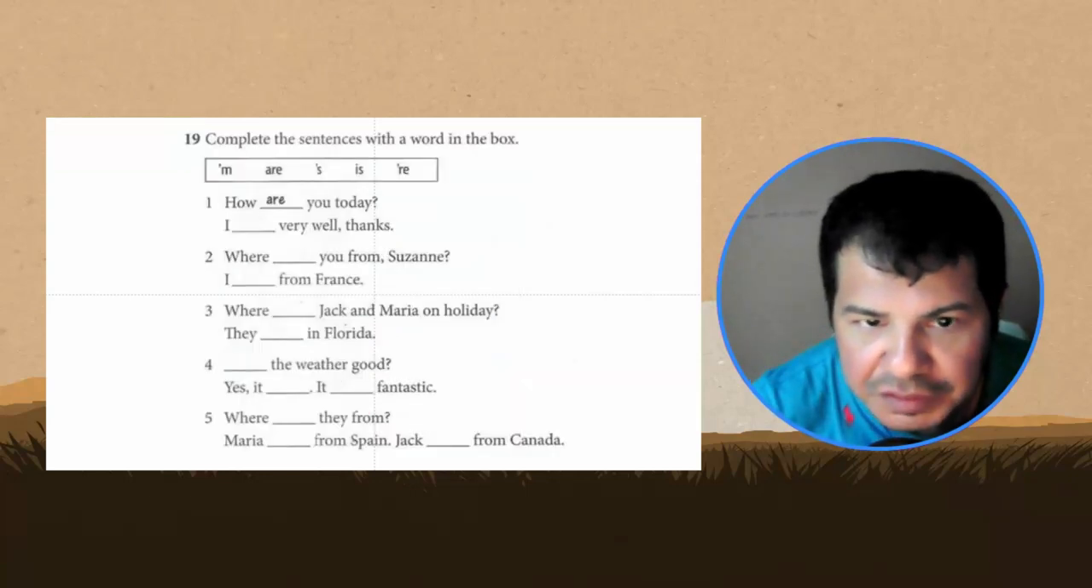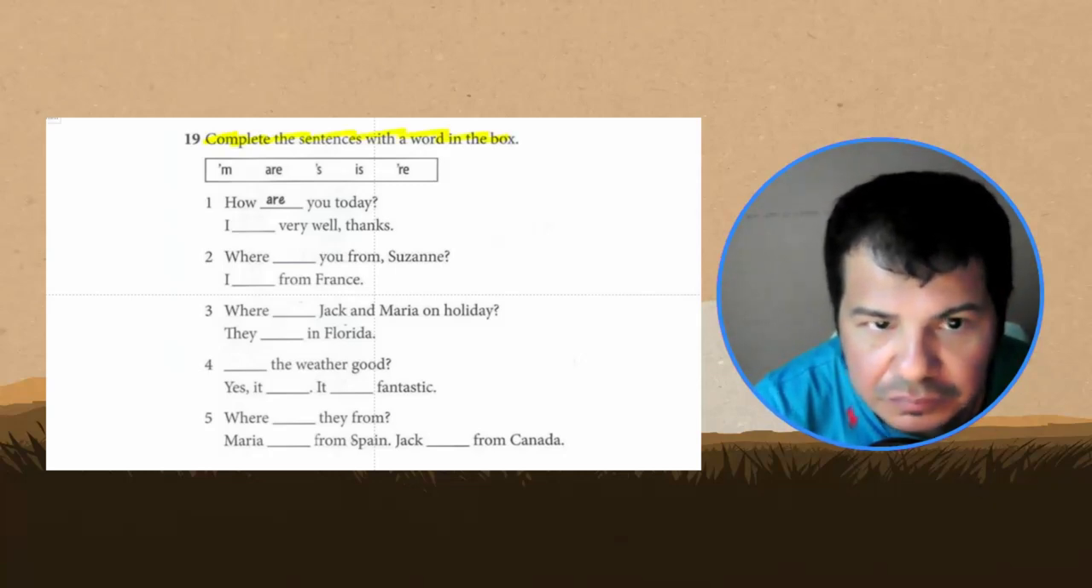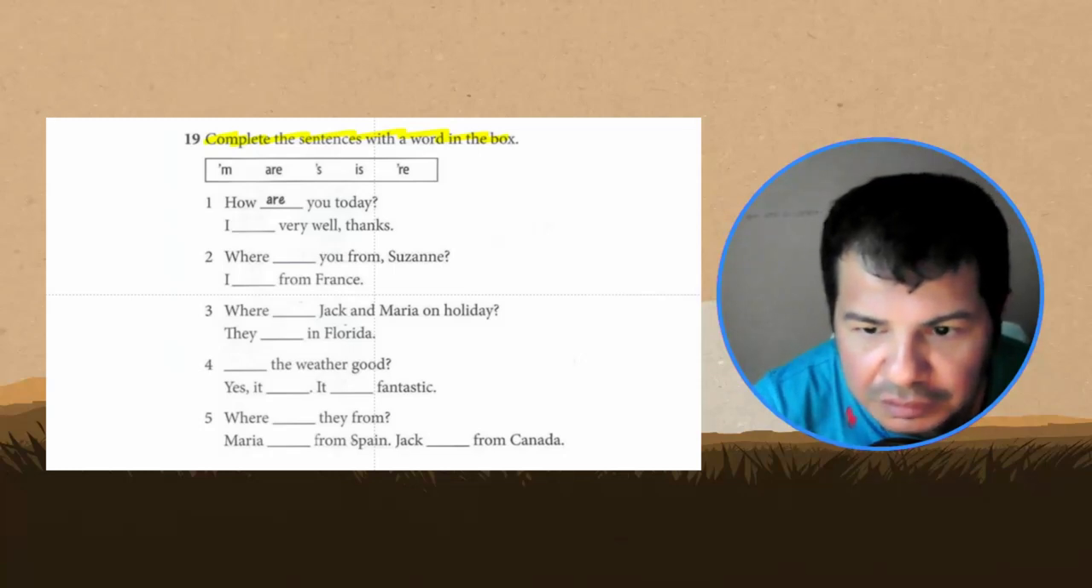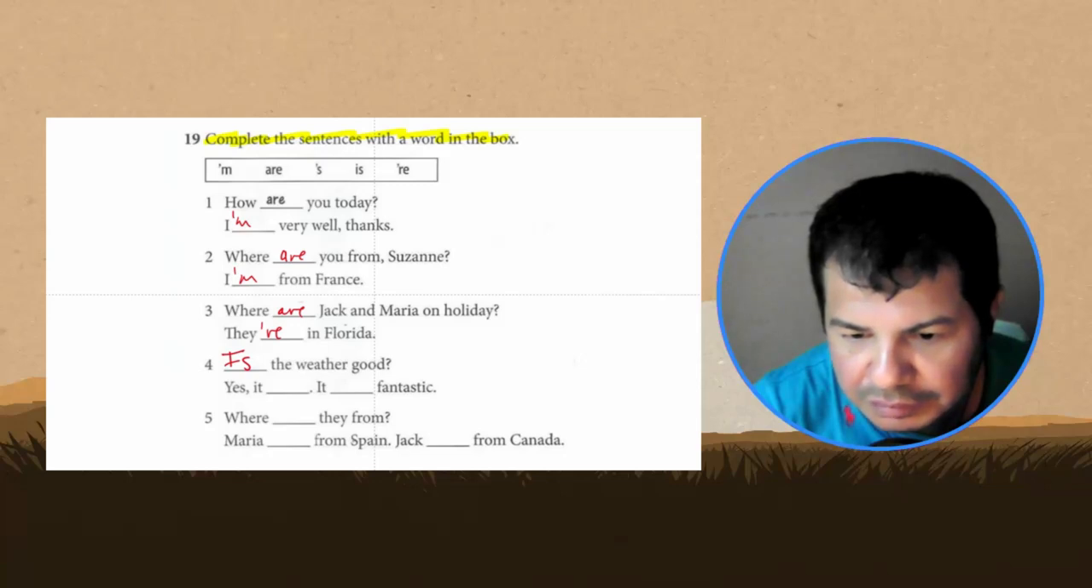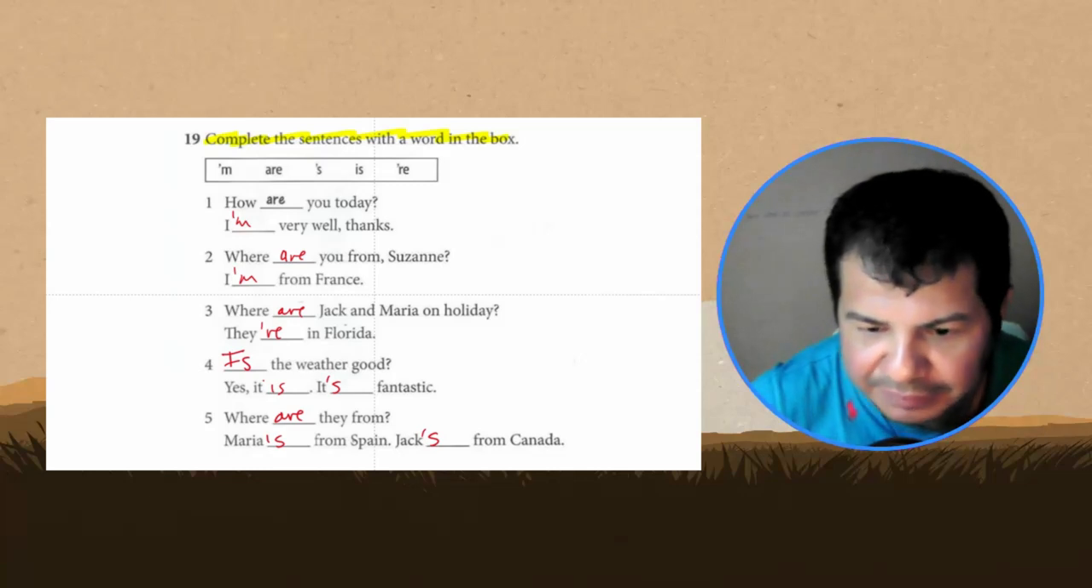Continuamos. Aquí dice complete the sentences. Vamos a completar las sentences. Complete the sentences with a word in the box. Completamos las oraciones. Aquí podemos hacer I'm, así al ojo nomás. Where are you from? I'm. Where are? There. Is. Yes, it is. It's fantastic. Where are they from? Maria's from Spain. Jack's from Canada. Así de simple.